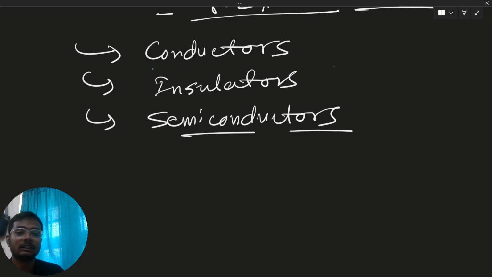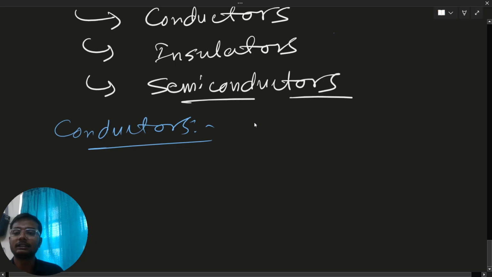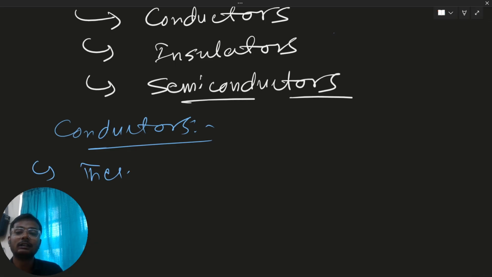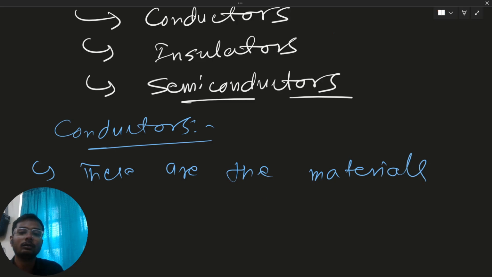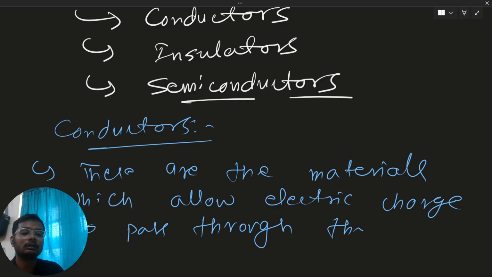Now, what are conductors? Let us start with the conductors. As you know, in junior classes, we read that conductors are the materials which allow the electric charge to pass through them easily. Should I write it down? Okay, let's write it. These are the materials which allow electric charge to pass through them easily.